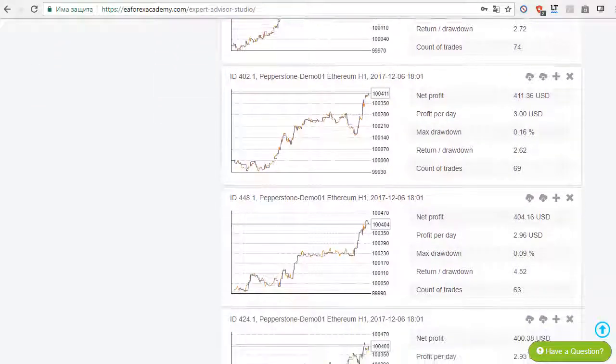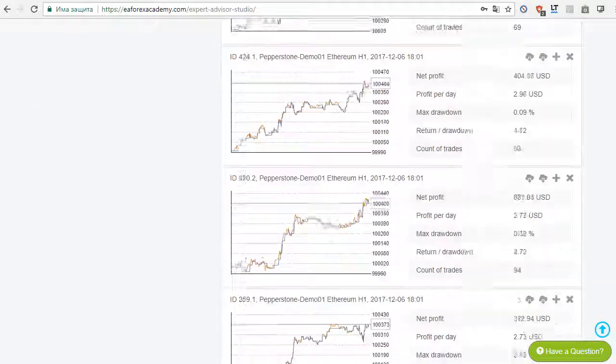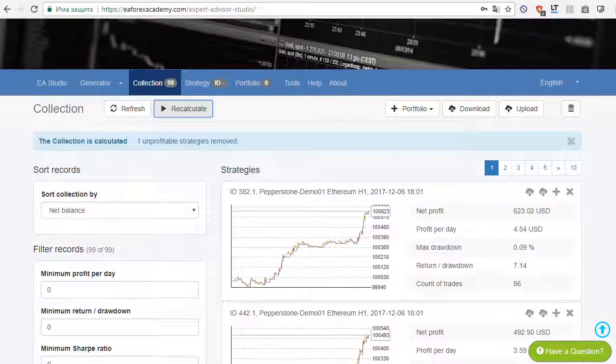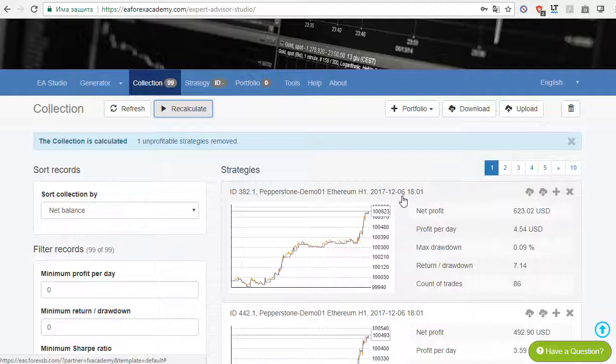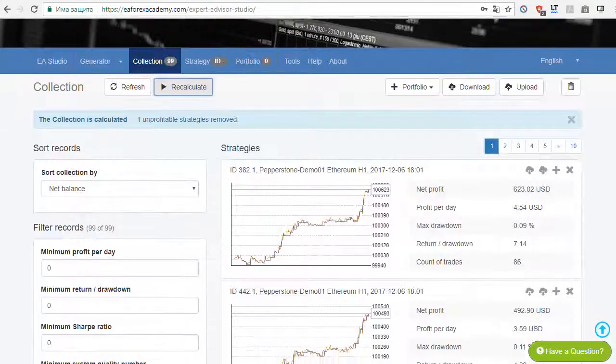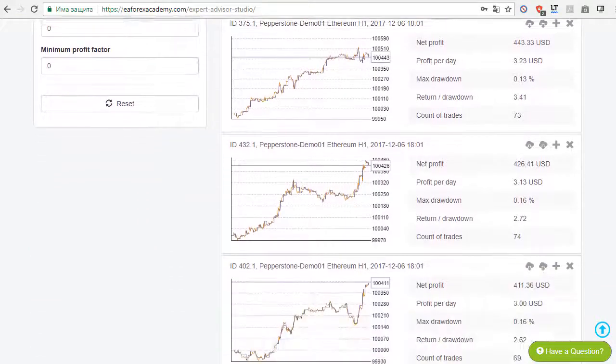Very easy. You see I have done it just with one click. A couple of clicks to add the last 1 month, but one click recalculate, I'm including the last 1 month and you see now the date is yesterday. So basically now I have 99 strategies that were profitable as well during the last 1 month. And very important, this shows how EA Studio is creating robust strategies.